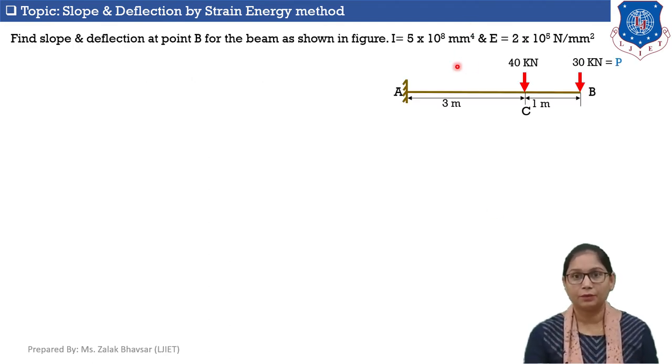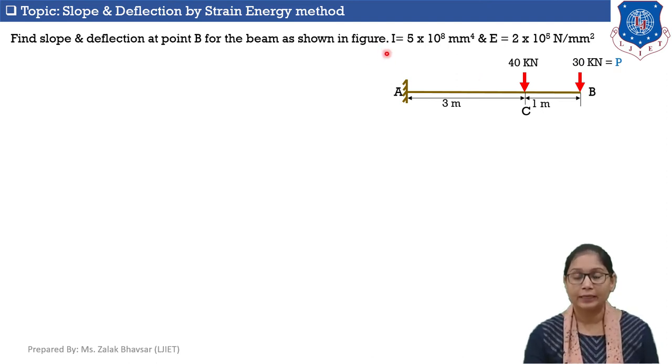Here one cantilever beam AB is given. The total length of this beam is 4 meter and the beam has a fixed end at point A. The beam carries a 140 kilonewton load at point C, which is 3 meter away from point A. The beam also carries a 130 kilonewton load at point B, which is 4 meter away from point A. Now we need to calculate slope and deflection at point B for the given beam.